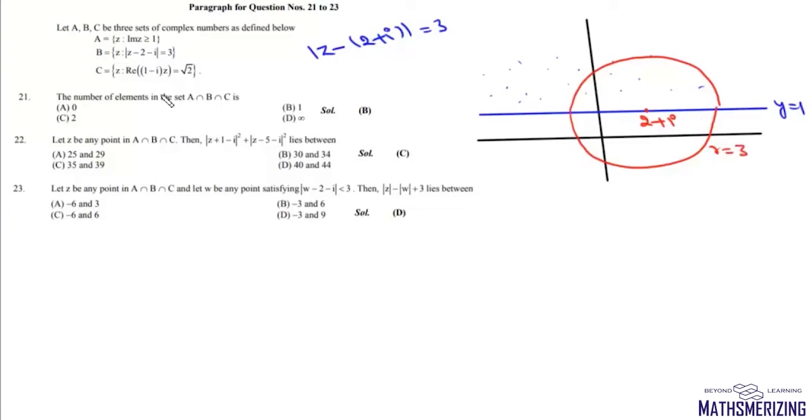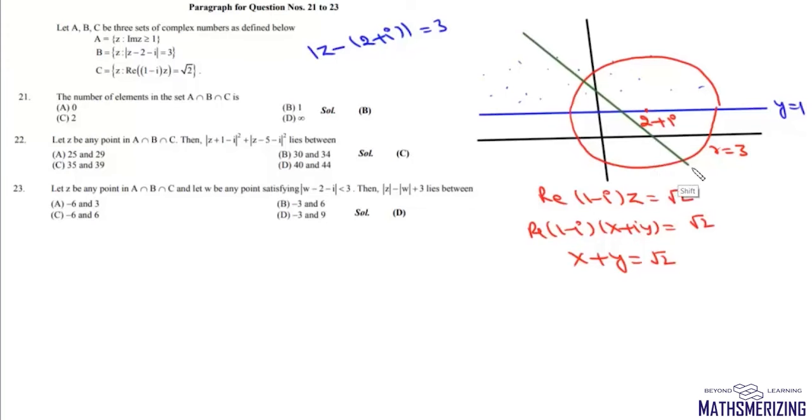And this third one is some locus which is real part of 1 minus iota z, it is equal to root 2. Now 1 minus iota into x plus iota y, its real part is equal to root 2, and its real part is x plus y. So this third locus is a straight line which is given by x plus y equals root 2. So it will be this straight line which is x plus y equals root 2.